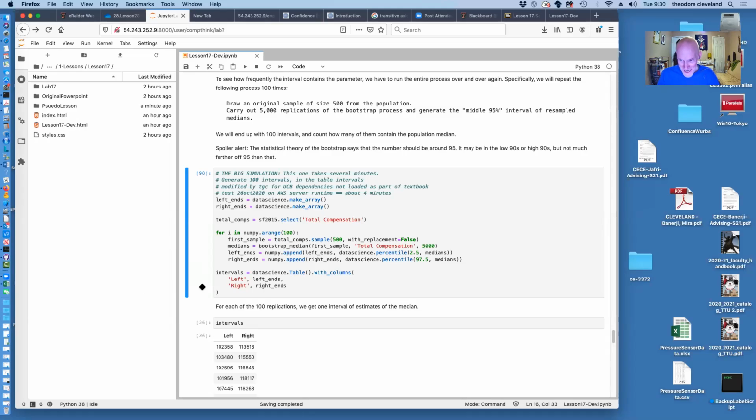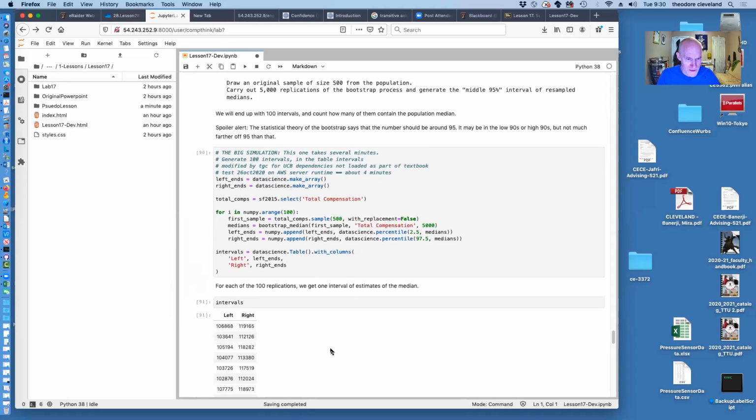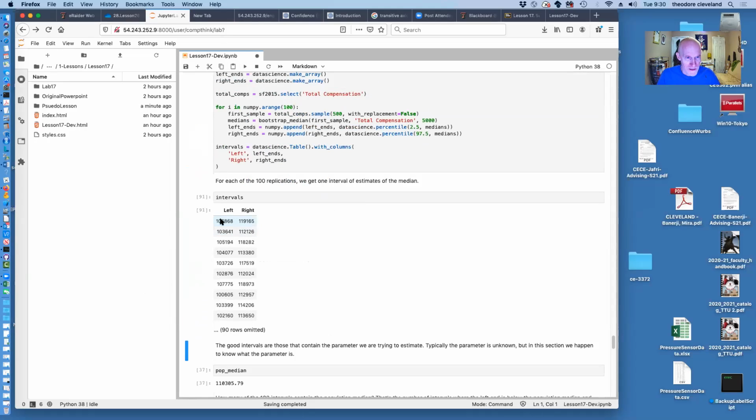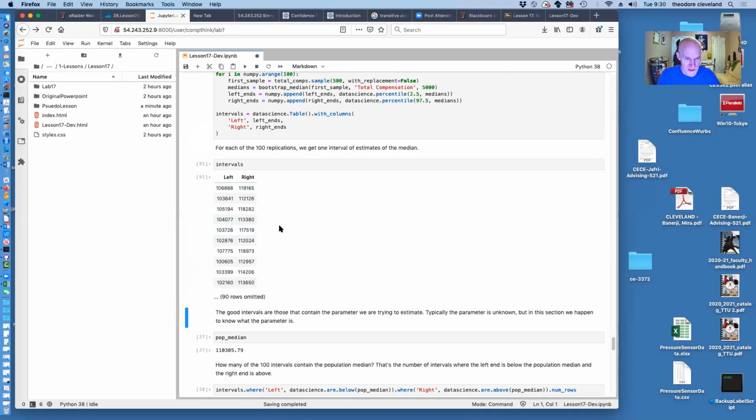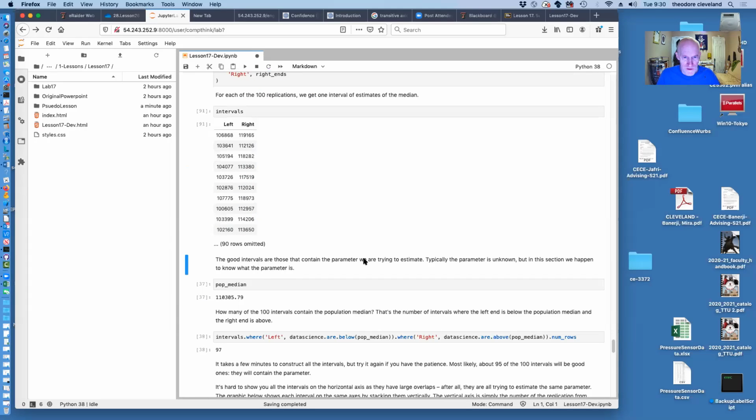Okay, let's get apolitical again. I'm sorry I brought that up. We've just done the simulation, so now let's look at our intervals. Here are our intervals from 106,000 to 119,000 and so on. There are 100 of them, and the good intervals are the ones that contain the parameter we're trying to estimate.